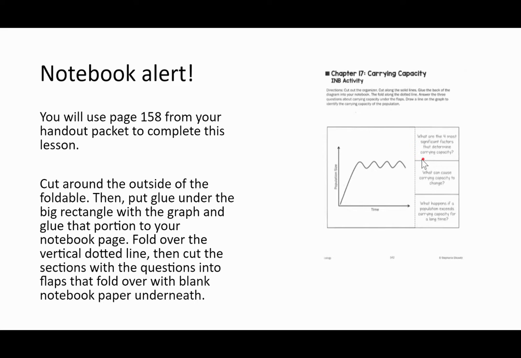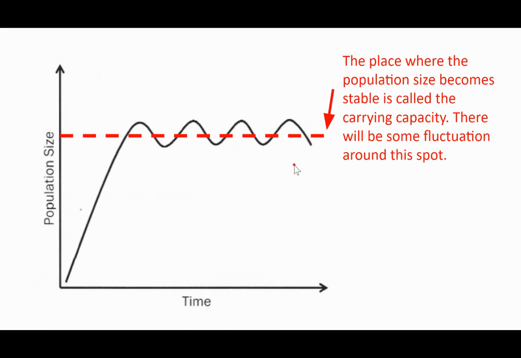And then you will cut these solid lines in order to make 3 flaps. And then we'll write our answers to each of these questions underneath those flaps. So let's go ahead and get started. So the first thing we need to do right up top in the directions, it tells us to answer the 3 questions, but it also says the very last line, draw a line on the graph to identify the carrying capacity of this population. So we need to draw a line.